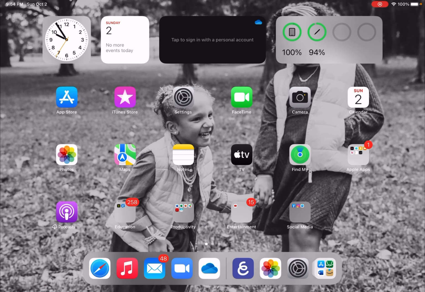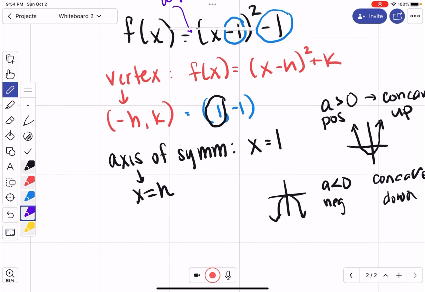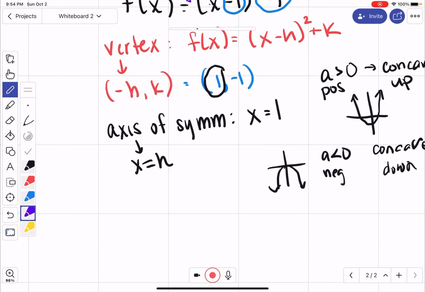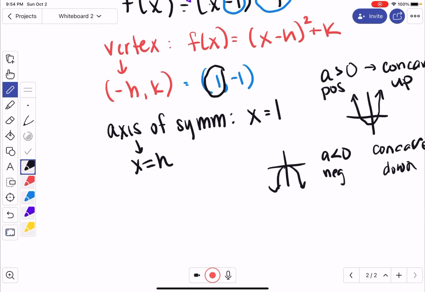If I want to graph this by hand, I could do the exact same thing. Graphing it by hand, we're going to use the characteristics that we know already. When we make our graph, the first thing we want to do is plot our vertex, and our vertex is at 1, -1. Then I'm going to draw my imaginary line, or my axis of symmetry, through the x value. That's x equals 1.